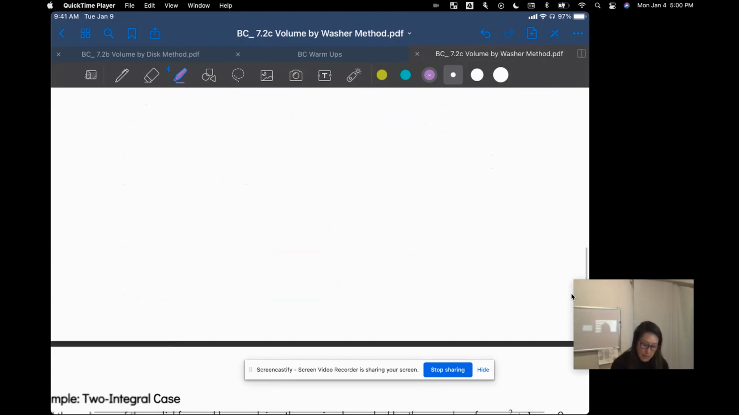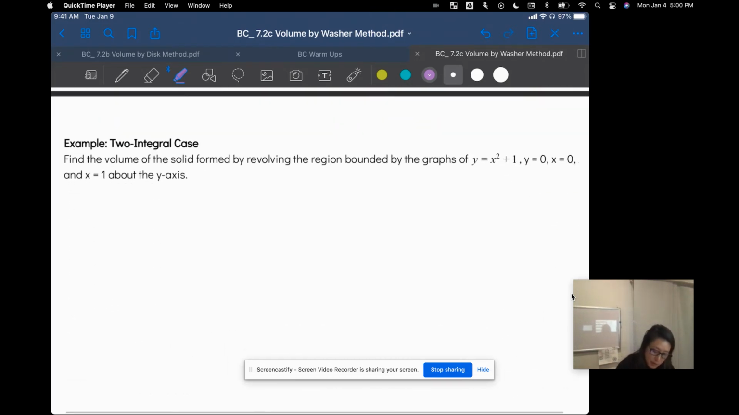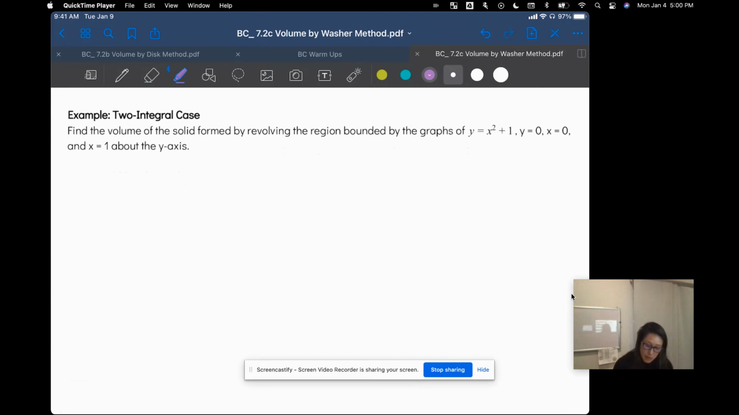All right, last two. So we're going to find the volume of a solid formed by revolving the region bounded by the graphs y is equal to x squared plus 1, y is equal to 0, x is equal to 0, and x is equal to 1. And we're going to revolve around the y-axis.